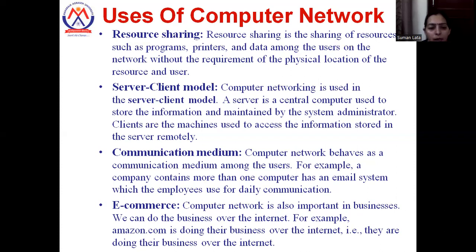For example, if a company contains more than one computer, it has an email system which the employees use for daily communication. Next use is e-commerce. Computer network is also important in businesses. We can do business over the internet. For example, Amazon.com, Snapdeal, Flipkart, all the companies are doing their business over the internet, and the internet made e-business more popular.